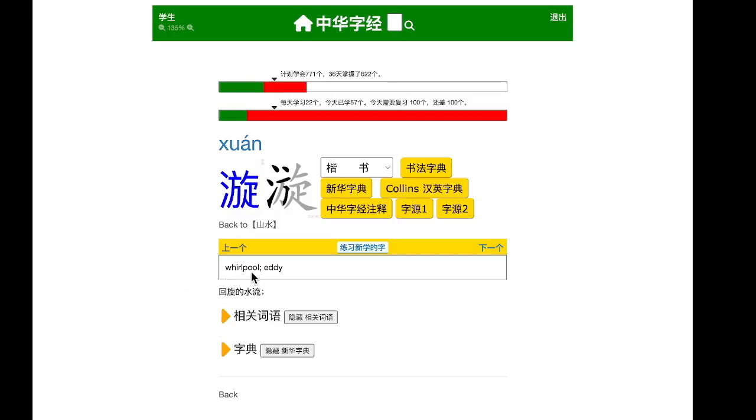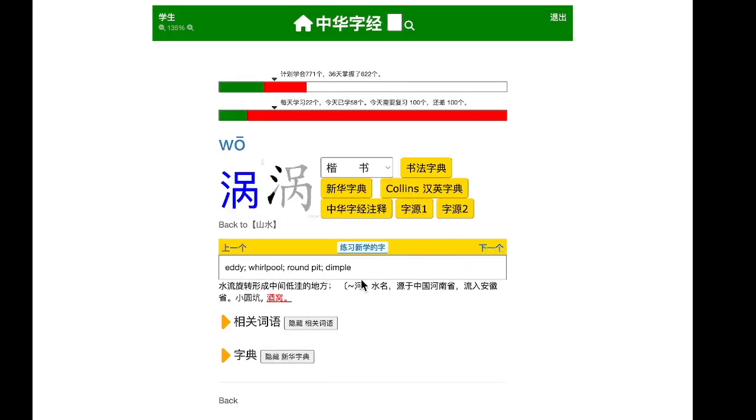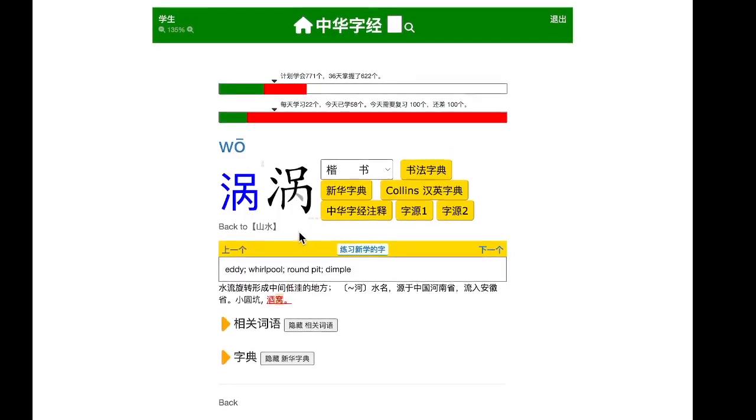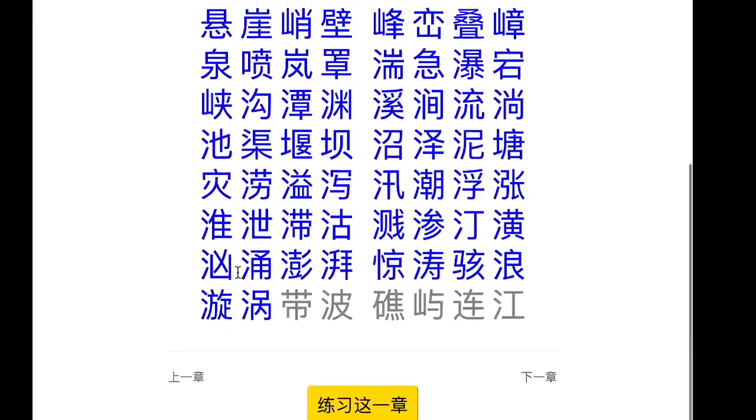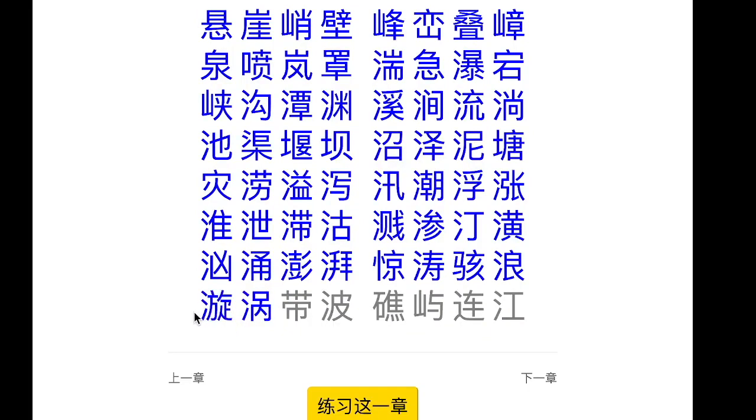旋 is a whirlpool or eddy. 涡 again, eddy, whirlpool. 涡 is also referring to a round pit or a dimple, although for dimples we often use this 窝, which means a nest, but also a pit. So this and that are kind of used interchangeably in the context of dimples. But yes, small round pits are also called 涡 because that's what forms at the center of a whirlpool. Obviously, since these words mean the same thing, 漩涡, when you put it together, that's our common word for whirlpool.